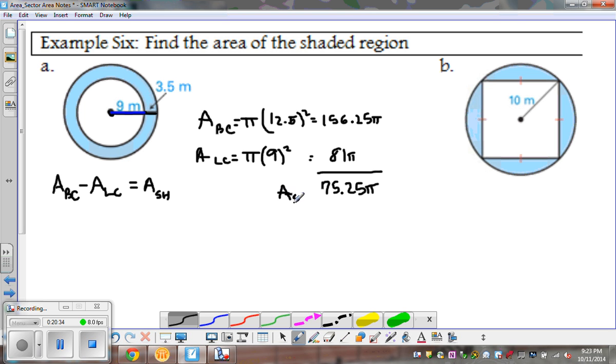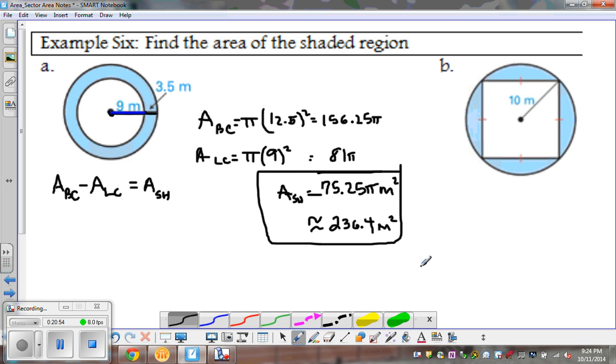So the area of the shaded region is 75.25 pi square meters, or that's approximately, if I were to take that and multiply it out by pi, would give me 236.4 meters squared. So either one of those will give you the area of your shaded region. Again, the first one is your exact 75.25 pi square meters, and your other one is your approximate 236.4 square meters.